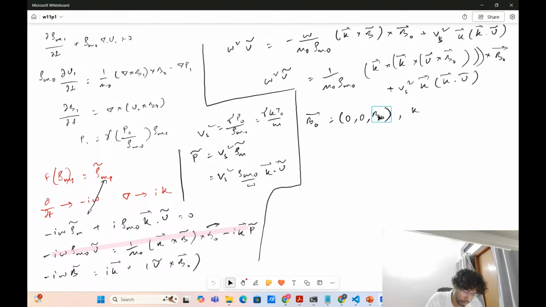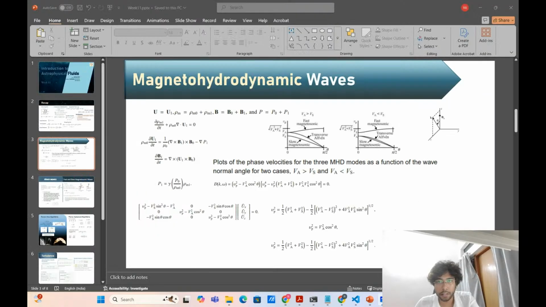And we can take k to be like this, right? So I think I just have a figure over here. So this is how the direction would look like. So B naught is, we just take the Z direction to be the direction of B naught.